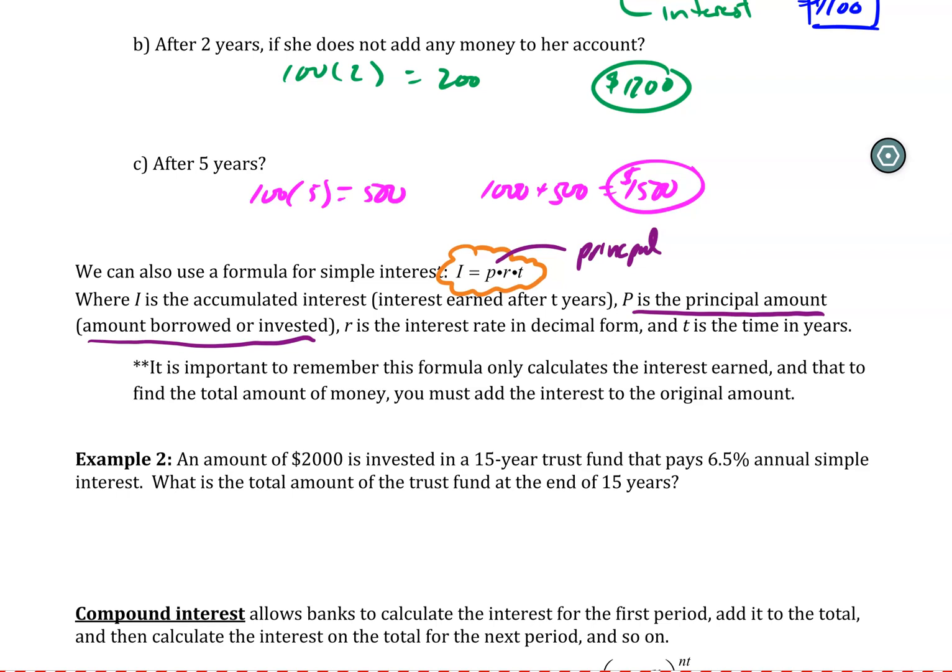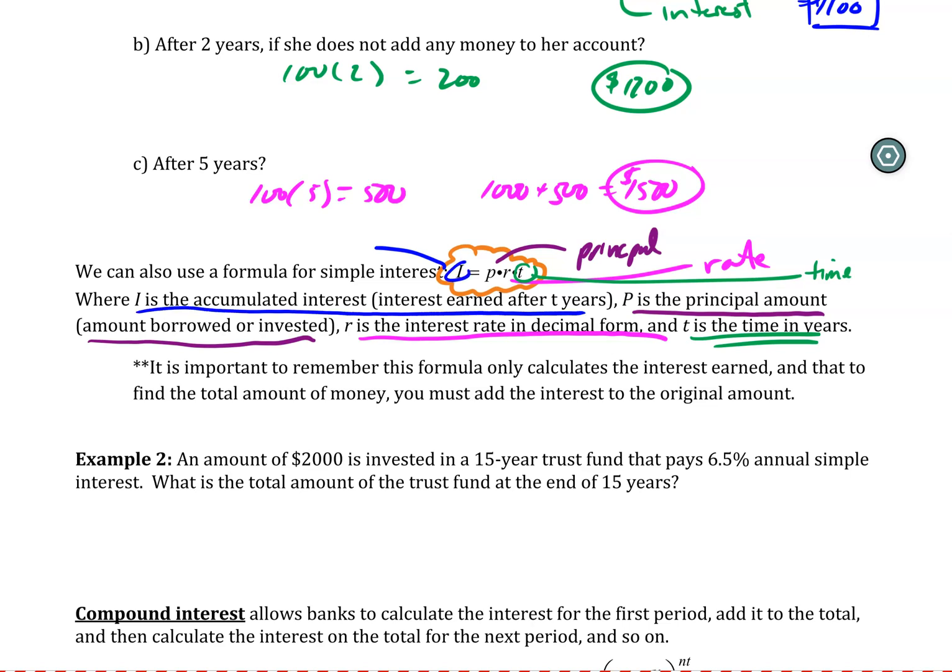We've got R, which is our rate, and as we know, we need that in decimal form. We've got T, which is time. The one thing to notice in this one, time is in years. And then, of course, the I, which we start off with, is interest. It's how much you're going to accumulate over time. So that's what each of these stands for.